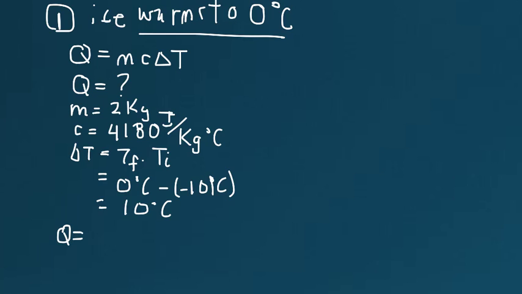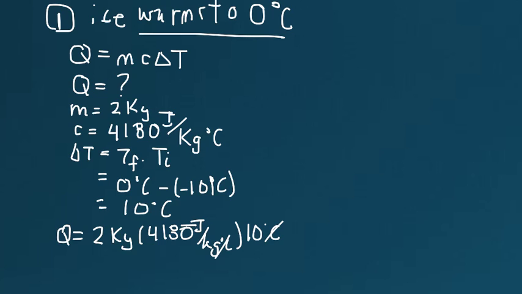Q equals 2 kilograms times 4,180 joules per kilogram degrees Celsius times 10 degrees Celsius. Degrees Celsius cancel out, kilograms cancel out, so I am just left with joules. I am left with 83,600 joules. Let's convert that to kilojoules because that's a big number and I don't like big numbers.